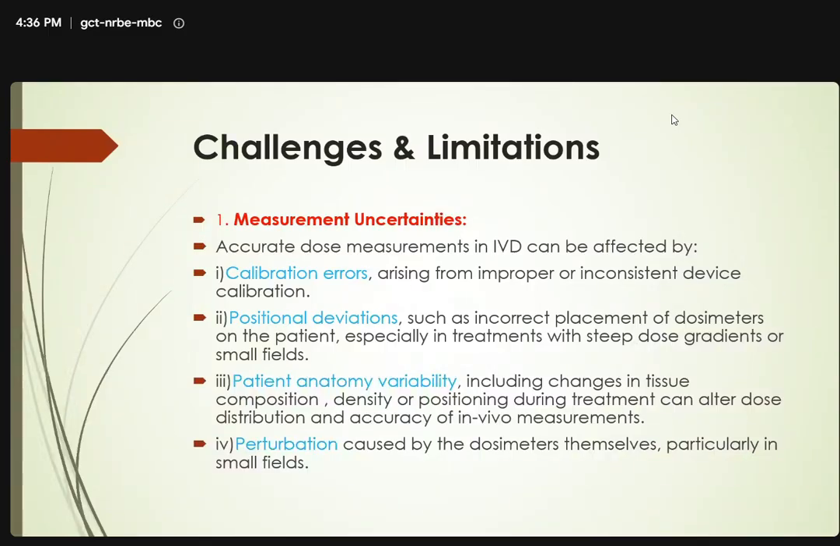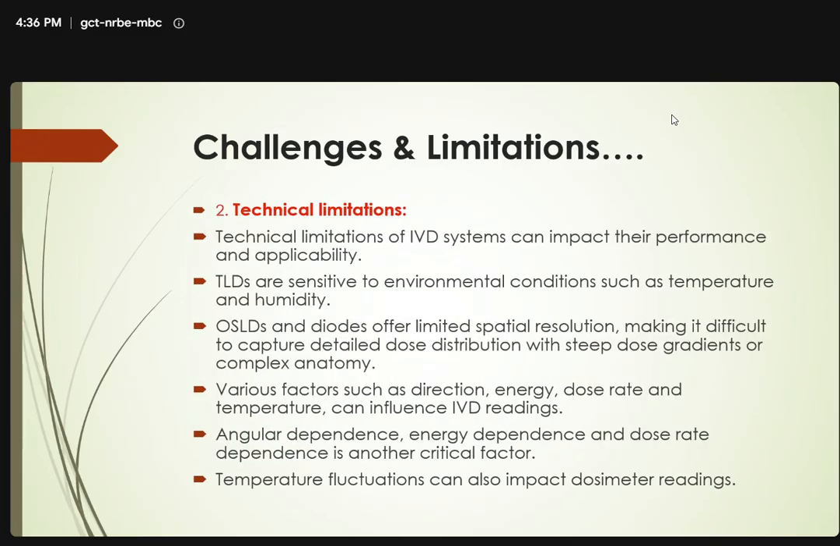And fourth is perturbation caused by the dosimeters themselves, particularly in the small fields. So these are the measurement uncertainties. They are affecting the outcome of in vivo dosimetry.